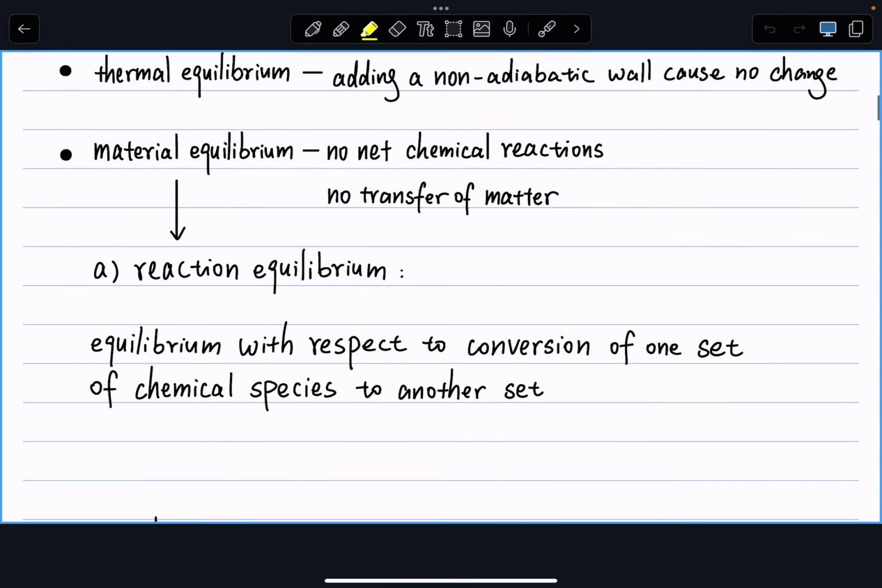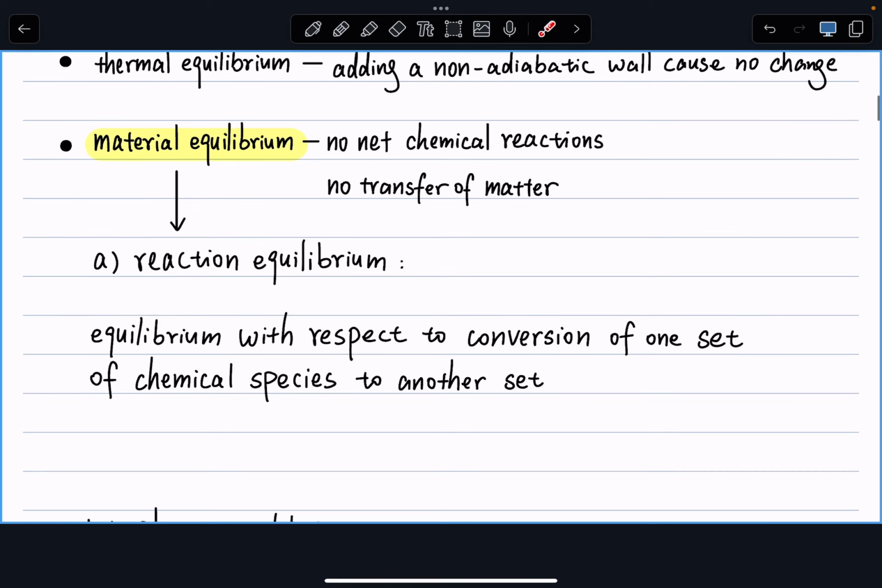And then to our focus, which is material equilibrium. When we say material equilibrium, this actually contains 2 different parts. One is called reaction equilibrium. That means whether or not we have a net chemical reaction taking place. 2, there's no transfer of matter, right? You can have transfer of matter, like 2 different solutions of different concentration, and you mix them together, and then they eventually become a homogeneous mixture. So no transfer of matter in that process.